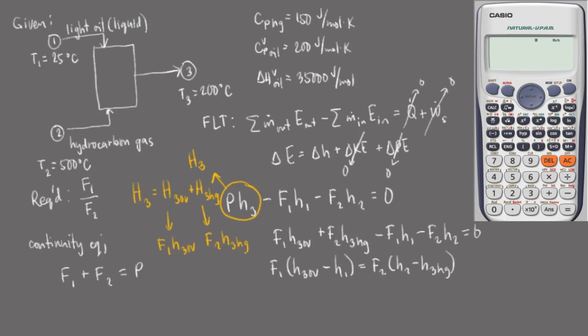We can directly get that from our simplified equation, that is F1 over F2 is equal to H2 minus H3 of the hydrocarbon gas over H3 of the oil vapor minus H1. This is now our governing equation for the ratio of the molar flow rates of our inlet streams. All we have to do now is to generate the values of the enthalpies and we can get the ratio. Now let us think about how we can get the values of these enthalpies.